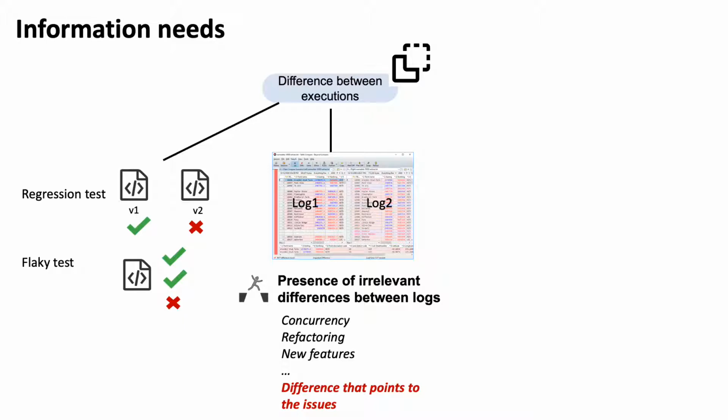Textual comparison tools such as Notepad++ or Beyond Compare are used in practice. Such tools take two logs as input and compare them side by side, line by line, and highlight the lines that are different. Developers often need to inspect a lot of irrelevant differences in the result. For example, the differences can be caused by the concurrent execution of the systems, the refactoring actions, or the implementation of new features.